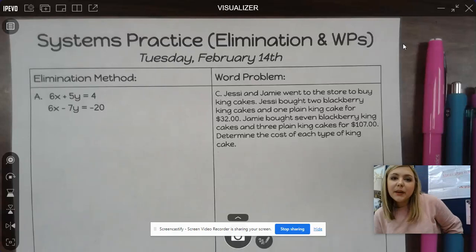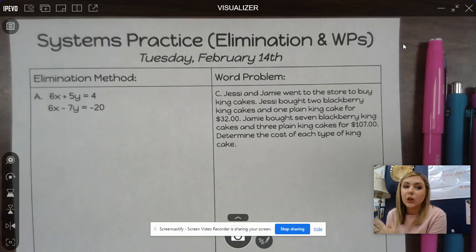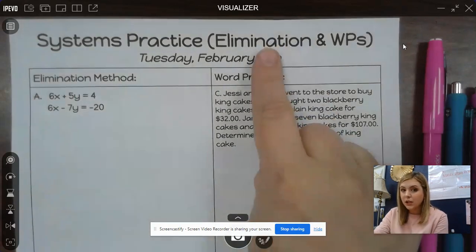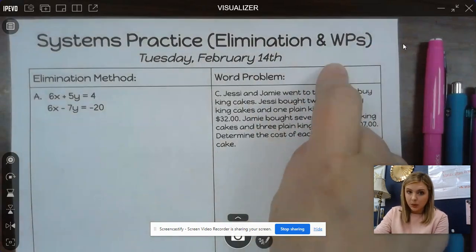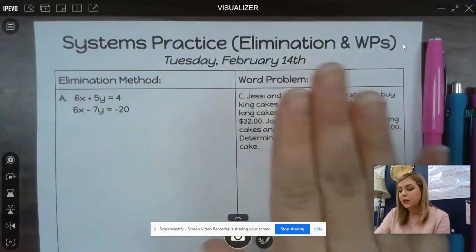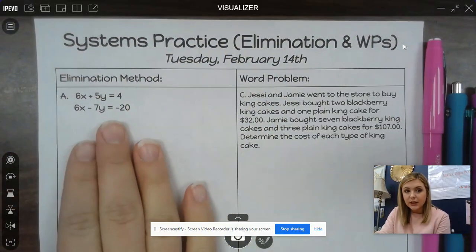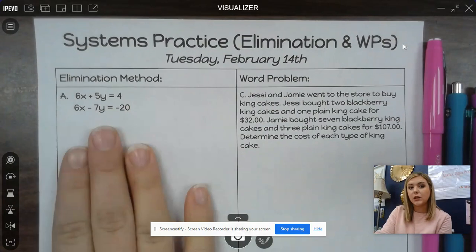Hey guys, I'm going to go ahead and work out 3 of the 4 problems that are on this systems practice sheet. Remember that Ms. Burat and I this week are teaching you the elimination method and word problems, okay? So before we get to word problems, because that's going to be kind of newer here, I'm going to focus on going through our criteria steps and solving this elimination method.